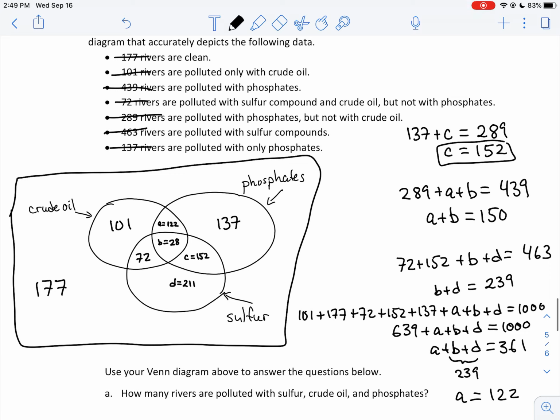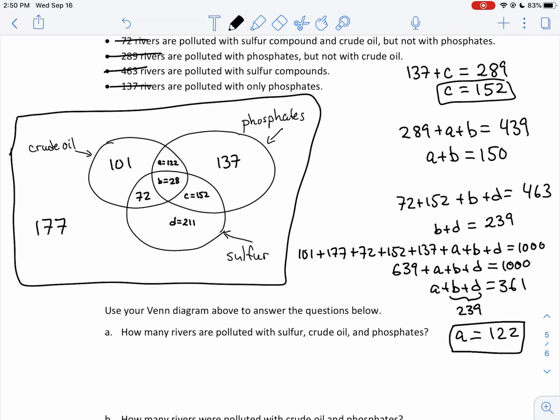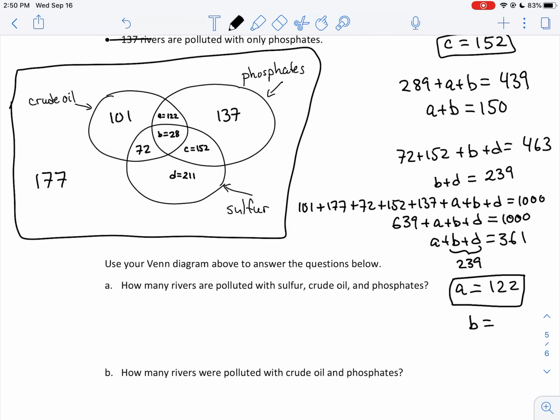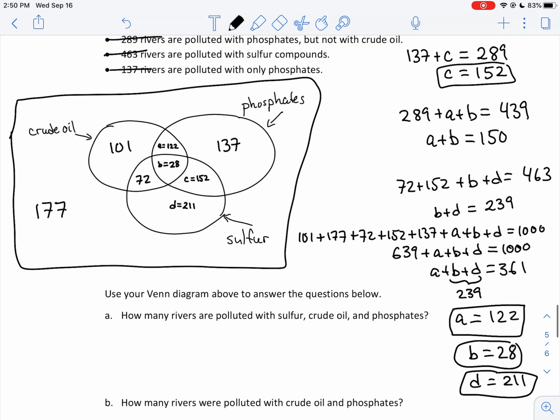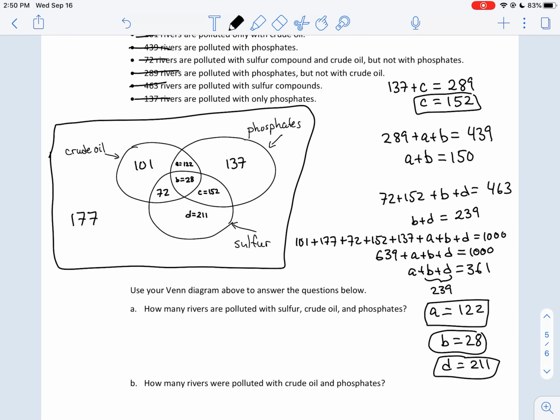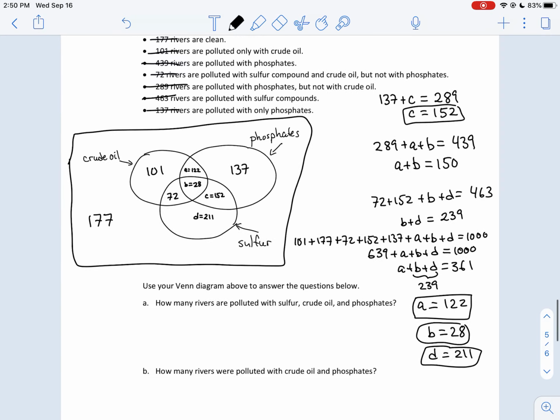Okay, so with a little bit of creative ingenuity, we were able to figure this out. Let me leave that work there. We were able to figure out what A was, and then we knew what B was next after that, because A plus B had to be 150, so 28 is B. And once you know B, you can figure out what D has to be by removing 28 from 239. And we get D, therefore, was the 211. So this leads to all of our unknowns, and we have now a complete Venn diagram.